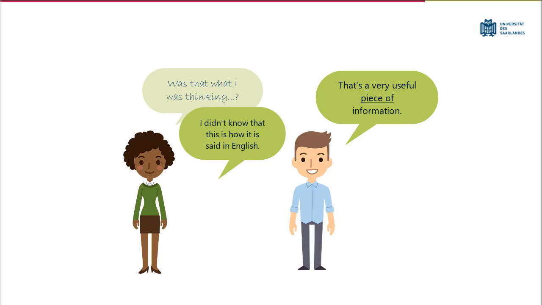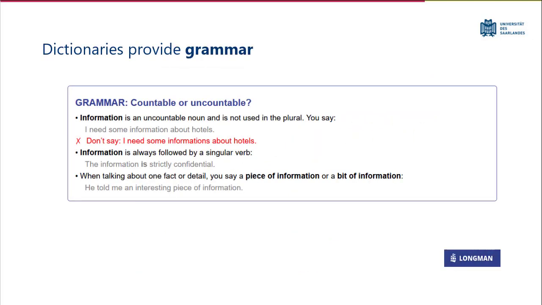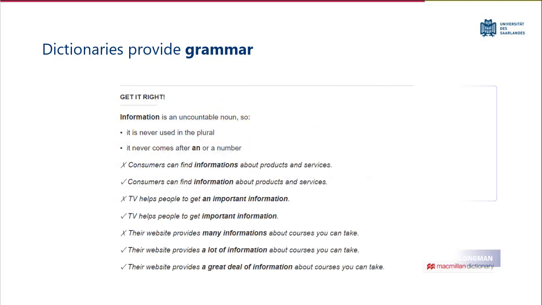Yes, that's something few learners know, and it is something that can be found if you know what to look for. In the Longman, you can find grammatical information about common mistakes. Along with the phrase we've just encountered, you see that information is not used in the plural. There's another dictionary that provides a section on common mistakes, the Macmillan dictionary. However, if you want to use this to improve your English, you need to be able to see immediately what is correct and what isn't. So why not make a screenshot and mark it for yourself?